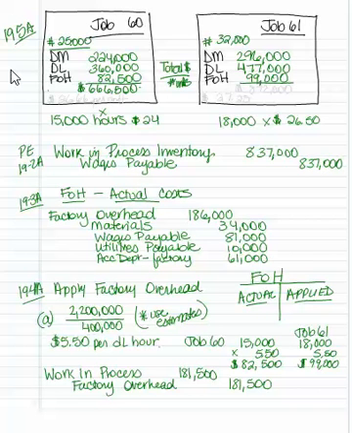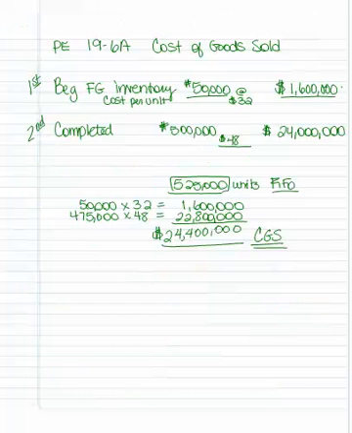Here, $666,500 divided by 25,000 units is a cost per unit of $26.66. And over here for Job 61, the total cost is $872,000. You divide that by the number of units, 32,000, to come up with a cost per unit of $27.25.